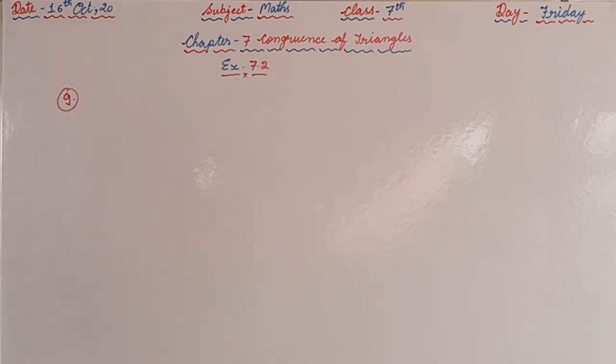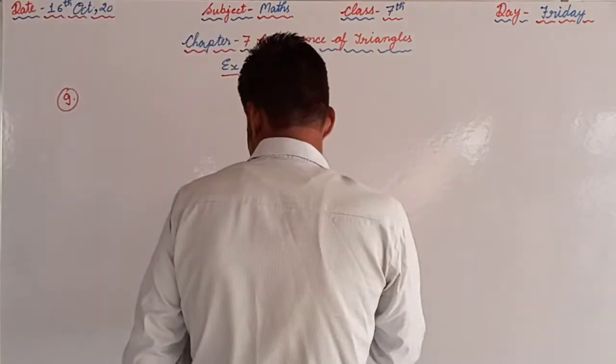So first of all we should read question number 9. Triangles ABC and PQR, the diagram is given, are to be congruent. Name one additional pair of corresponding parts. Which criteria did you use? So first of all we are supposed to draw the diagram for that. The diagram is like this.